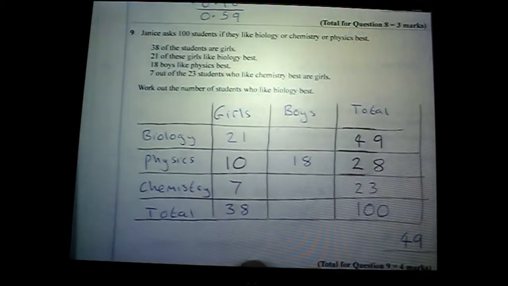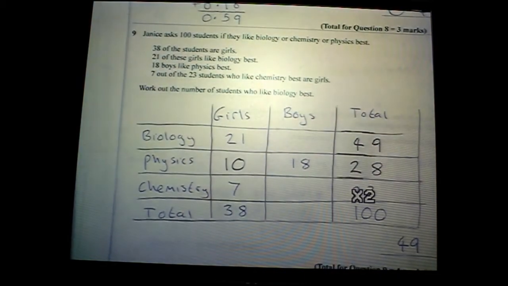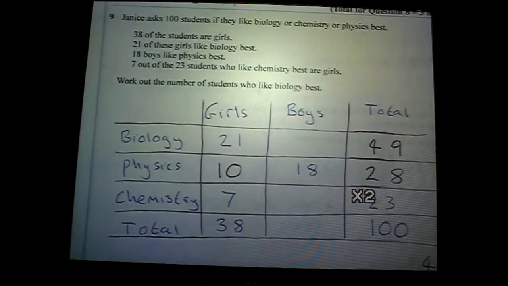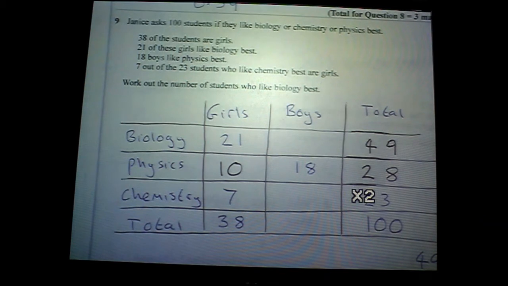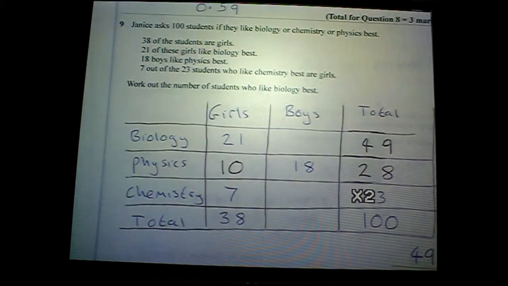Question 9. Janice asked 100 students if they like biology, chemistry or physics the best. Right, here's what I've done. I've drawn a two-way table and I've filled in the things we're told. And I've done it in blue ink, although sadly it doesn't show up very well on this, but I'll try and do my best to explain it.